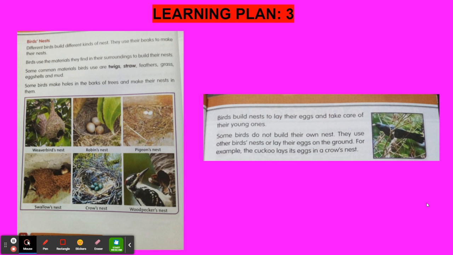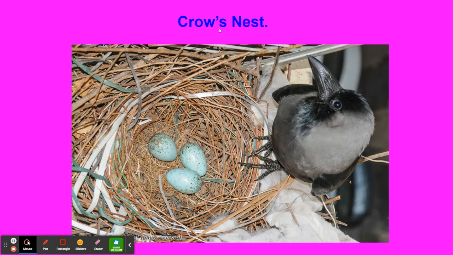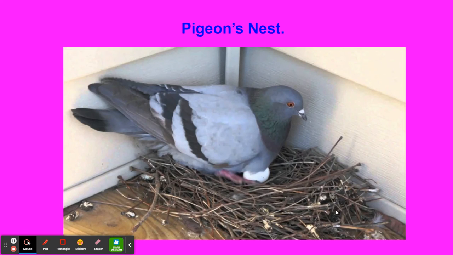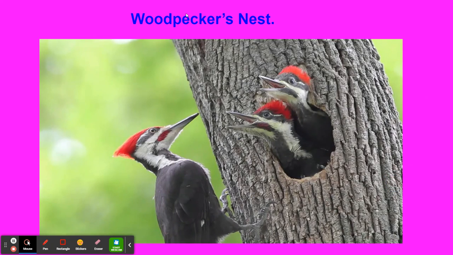We'll see different types of nests. The first one is weaver's nest. This is the weaver bird and this is the nest of the bird. Robin's nest. This is crow nest. Crow's nest. This is a pigeon nest. And this is swallows. These are the swallow birds and the nest is made with the mud. And this is woodpecker's nest.